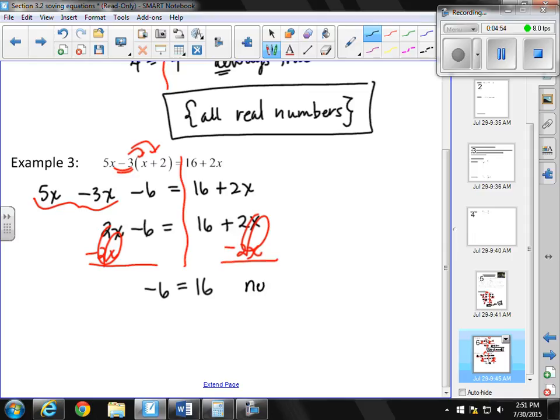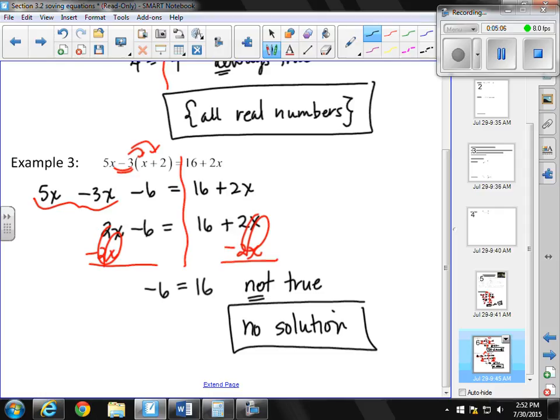This is not true. There is no solution. And that is my answer. I can always write it as the symbol, the empty set. However, in the online homework, I think you typically see the words no solution as the answer to the problem.